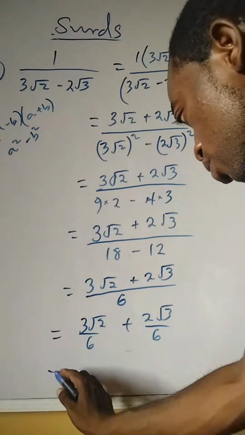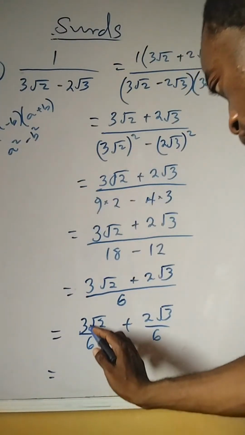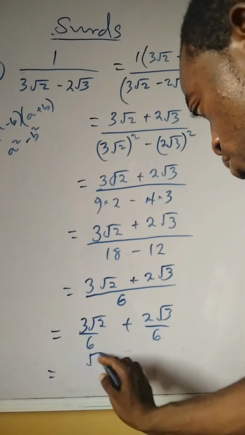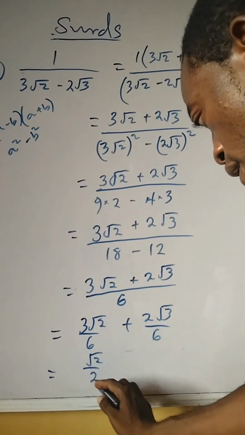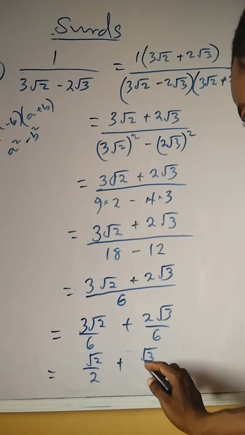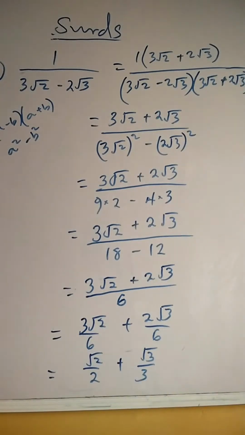Or here when we reduce this, 3 goes in 6, that's 2. We have root 2 over 2 plus also this becomes root 3 over 3. So we have this as the simplified form of that given problem.